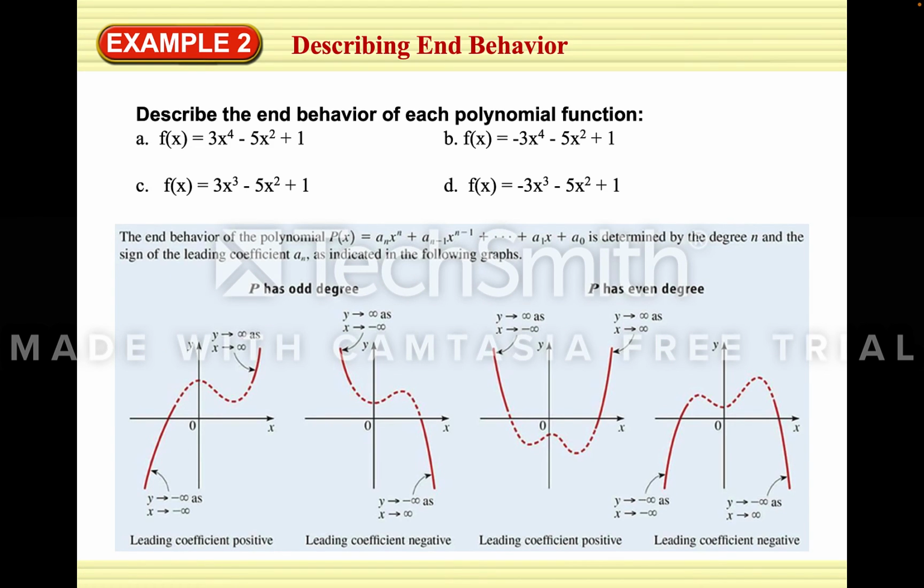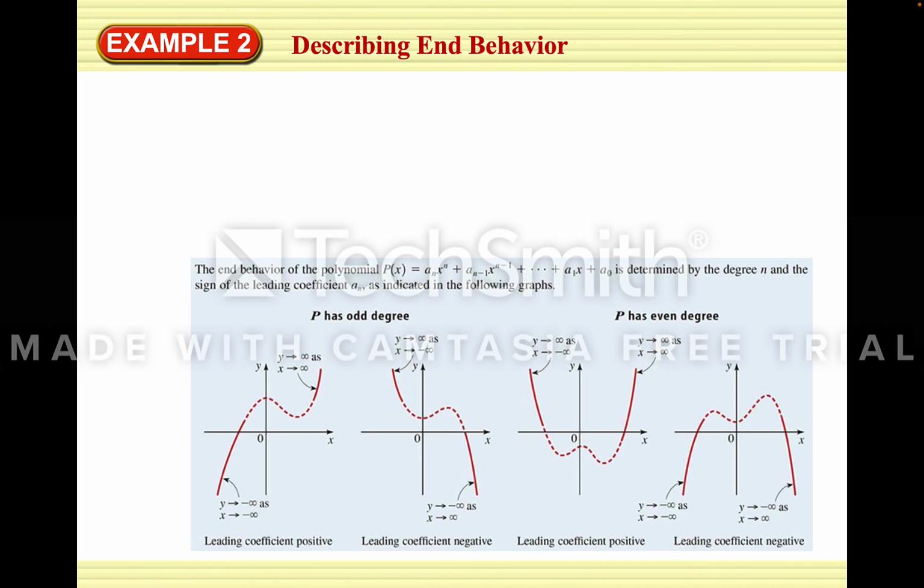Okay, so we're going to describe end behavior for 4 different functions. And I'm going to keep this little graphic for us so we can see which case we're talking about, and that will help us answer the question. So it says, describe the end behavior of each polynomial function, and we've got each function listed. Let's look at the first one.